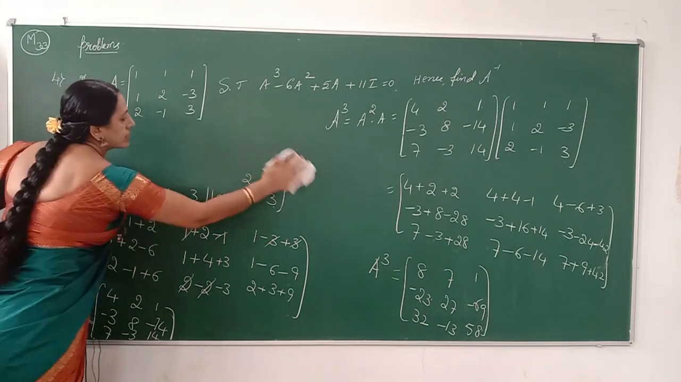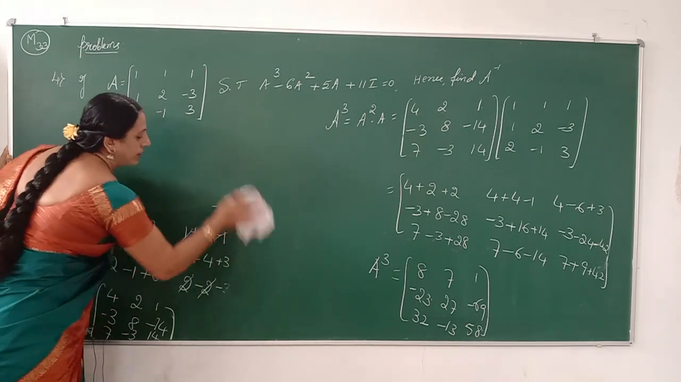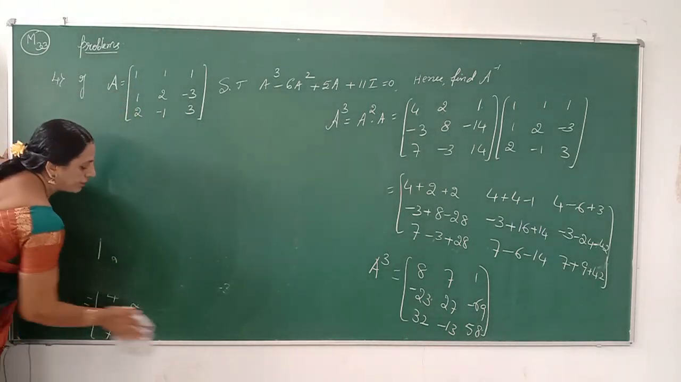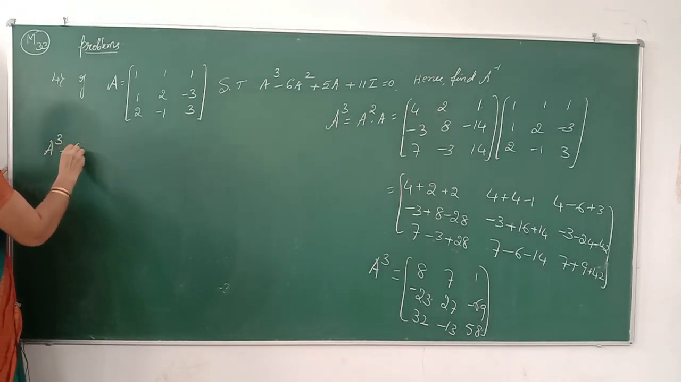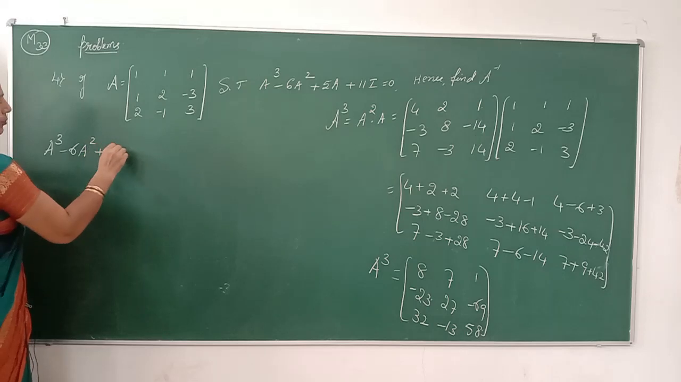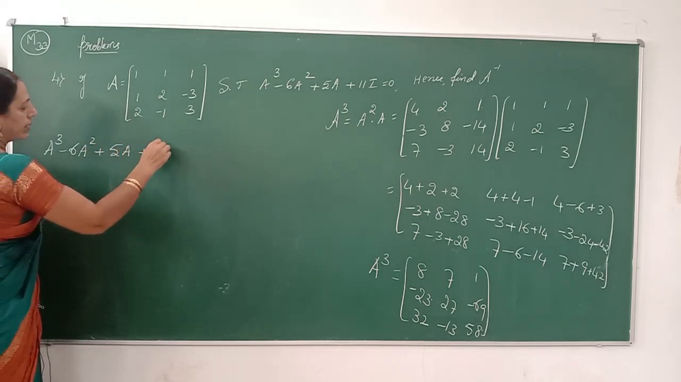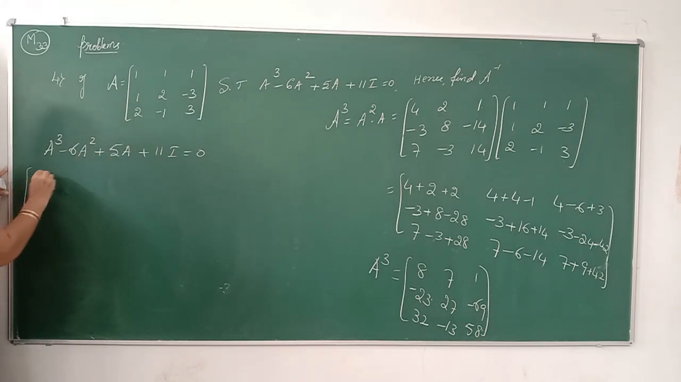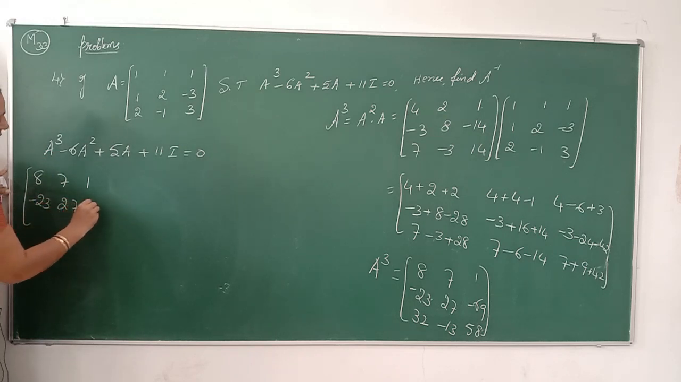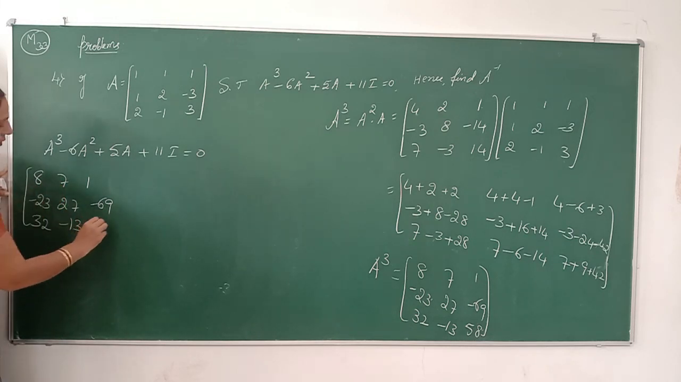Now first we will consider the elements of the left hand side of the given equation: A cube minus 6A square plus 5A plus 11I equal to 0. Now the elements of A cube are 8, 7, 1, minus 23, 27, minus 69, 32, minus 13, 58.